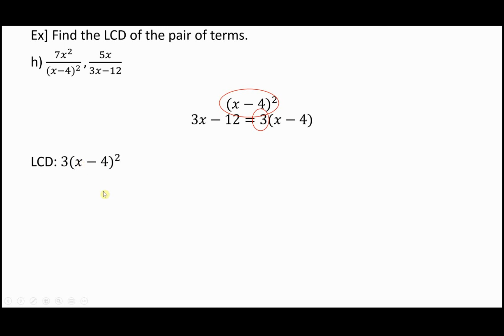You want these things to be in factored form when you are considering next steps in adding or subtracting rational expressions that do not have common denominators, which I believe we're going to get into maybe after this example.